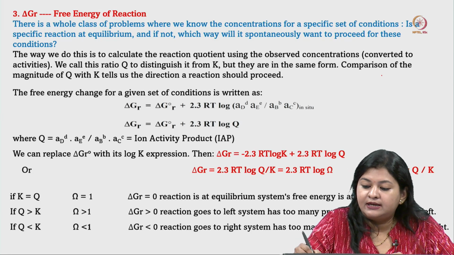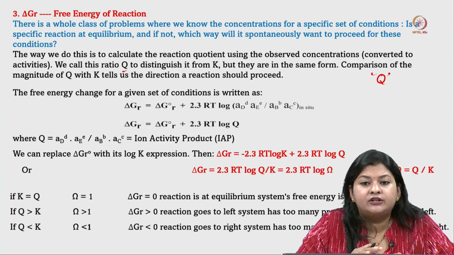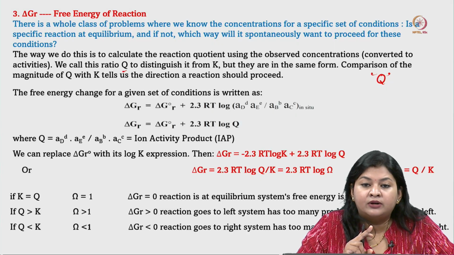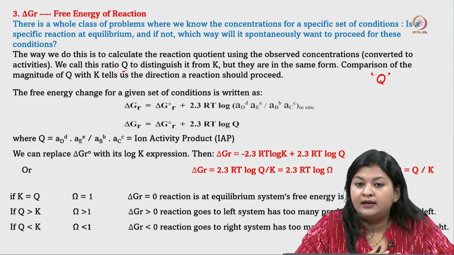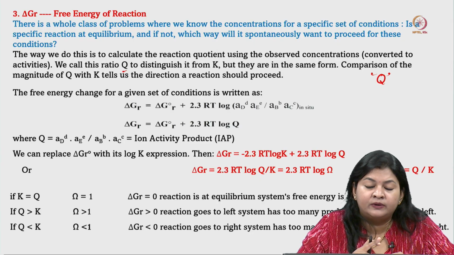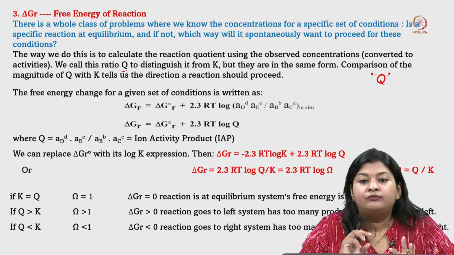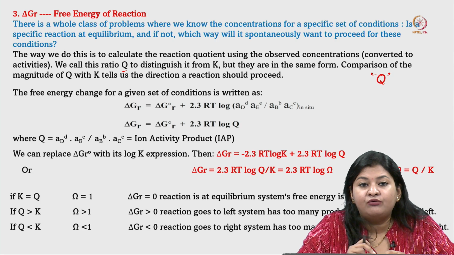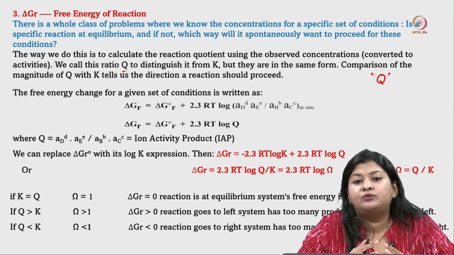As I have already said, this is called Q, to distinguish it from K, which is at equilibrium. So, if the product divided by the reactant is at equilibrium, then we call it K. If it is in any other condition, we will call it Q. So, comparison of the Q value with the K value will tell us how far it is from the equilibrium and which direction it is supposed to proceed.